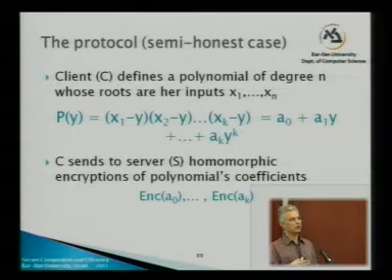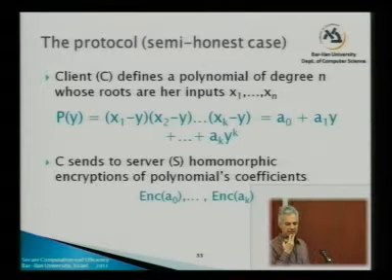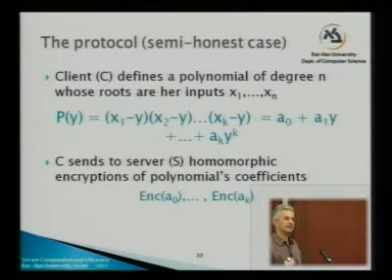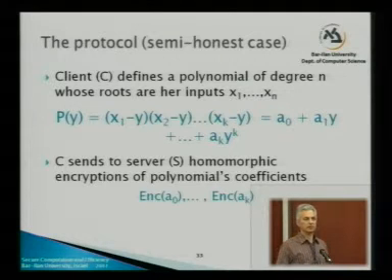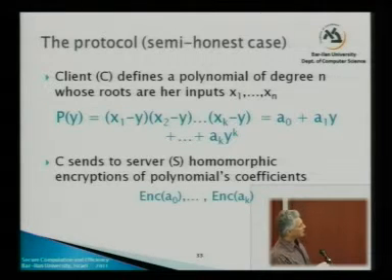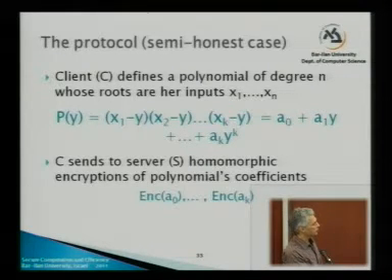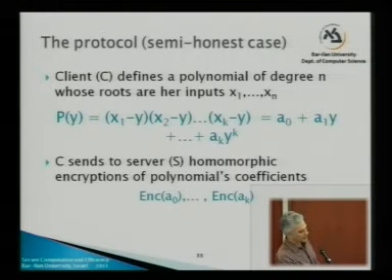Okay, so now we go back to the intersection problem. I described the protocol to you. What the client does is define a polynomial of degree n, where n is the number of items the client has, whose roots are the inputs of the client. So if the client has inputs x1 up to xn, it defines this polynomial, and you see the roots are exactly the inputs of the client and nothing else. This is one way to describe the polynomial. Another way is just to describe it using coefficients, a0 up to ak, if it has k items. So k here should be n. If it has n items, the polynomial should be of degree n.